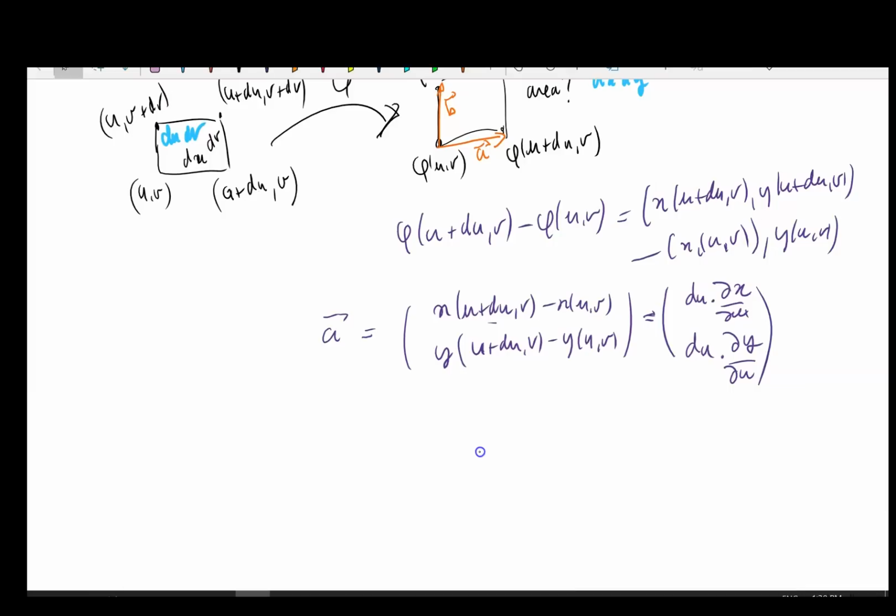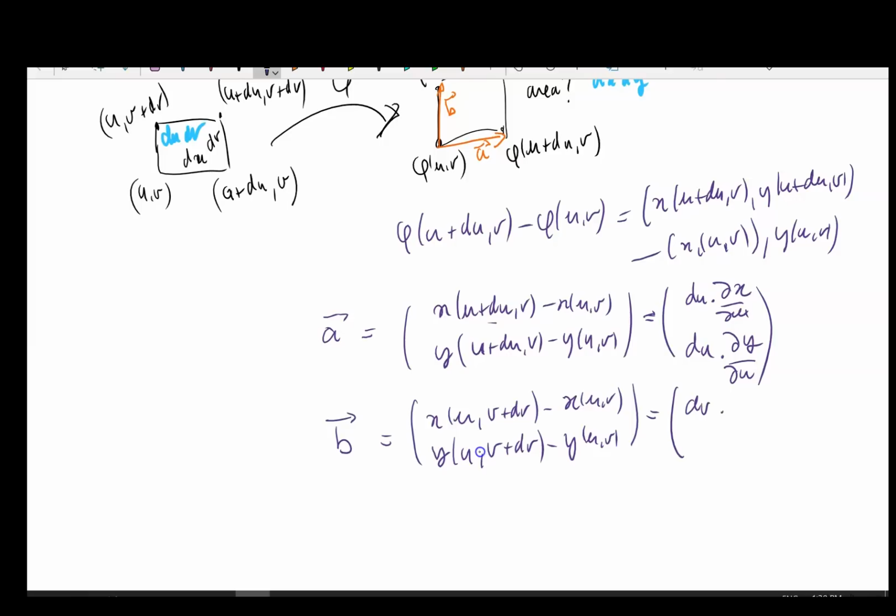With a very similar reasoning, we get approximations of the vector B, and that's just going to be x of (u, v plus dv) minus x of (u, v), y of (u, v plus dv) minus y of (u, v), and that's just going to be given by the increase, so that's dv times dx over dv and dv times dy over dv.